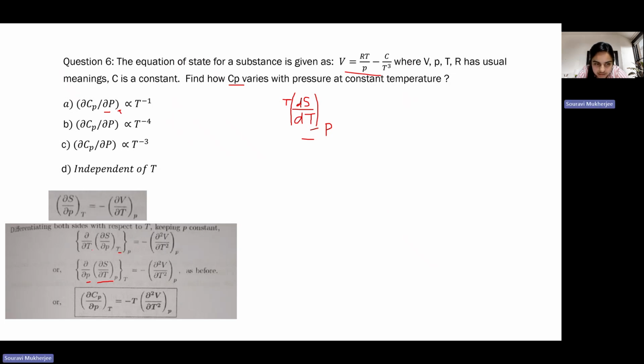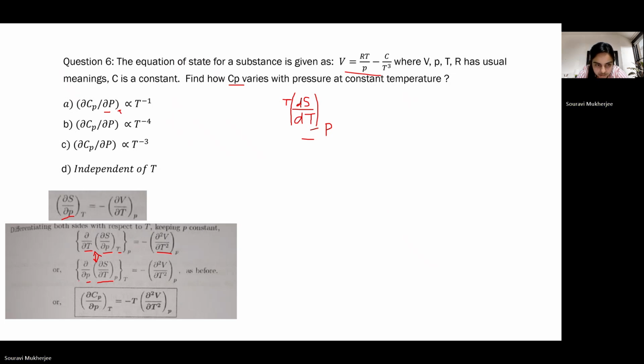Understood? So these two are interchangeable, right? Now we know the Maxwell's relation for this term, right? So del S del P at constant temperature is given as minus del V del T at constant pressure. So we know this term here. Now we have done a derivative with respect to temperature. So it becomes a double derivative with respect to volume, of volume with respect to temperature, right?